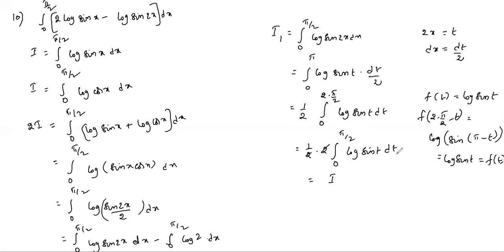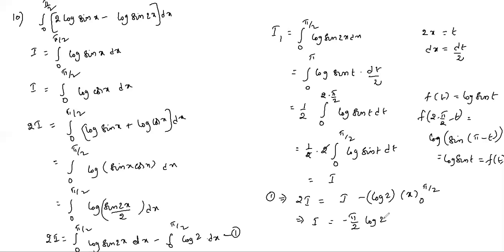Because a definite integral never depends on the variable, the integrals of log sin t dt and log sin x dx are both equal. So this is nothing but I. Call this equation 1. So 2I equals I minus log 2 outside, integral of 1 dx, which is x between the limits 0 to pi by 2. 2I minus I is I. So I equals minus log 2 times pi by 2, so minus pi by 2 log 2. This is the value of integral 0 to pi by 2 log sin x dx.